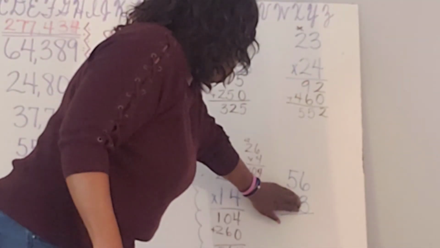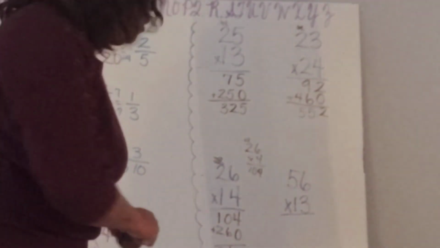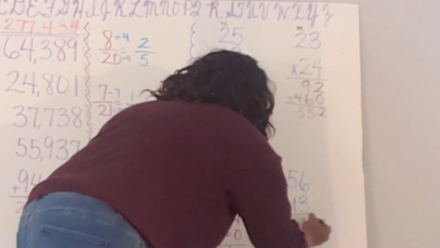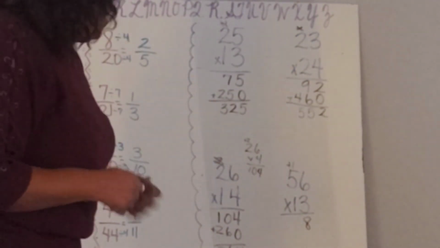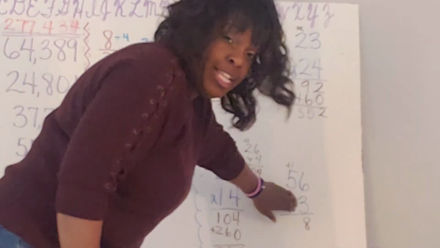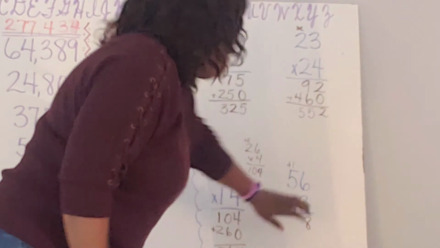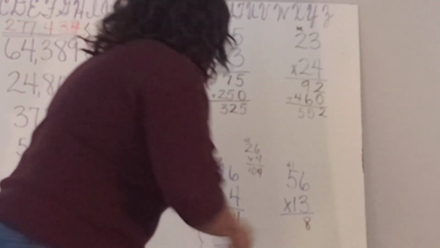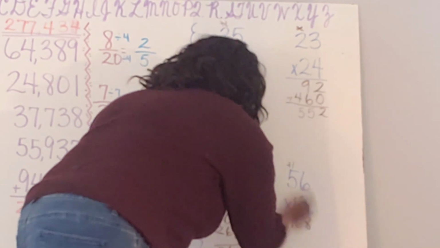56 times 3. So we're just going to do 6 times 3 first. 6 times 3 equals 18. Bring down the 8, carry over the 1 with a plus sign, okay? And then we're simply multiplying my tens place times my 3. 5 times 3, 15 plus 1, 16, and we just bring the 16 down because there's no hundreds place.